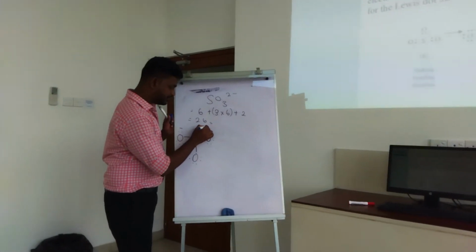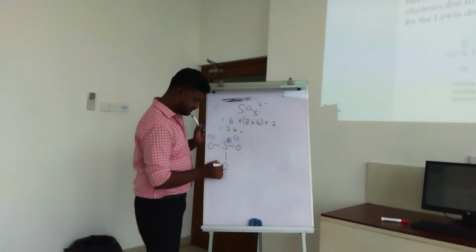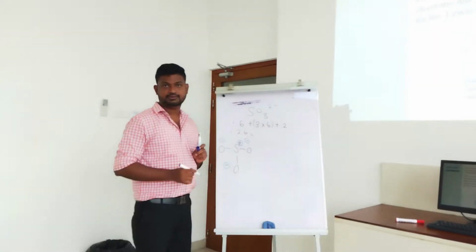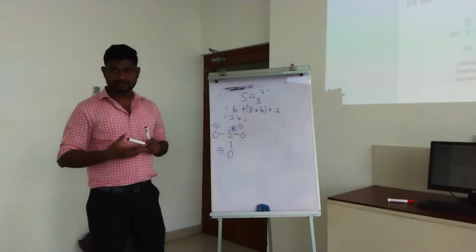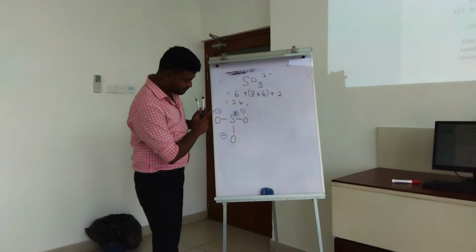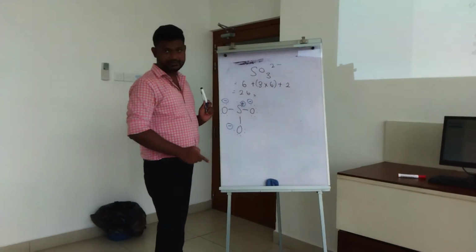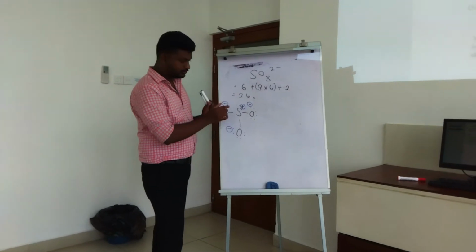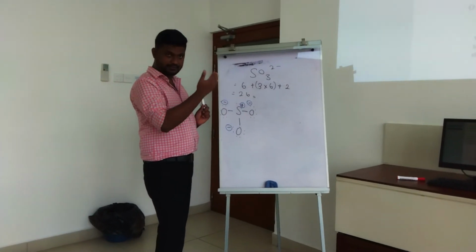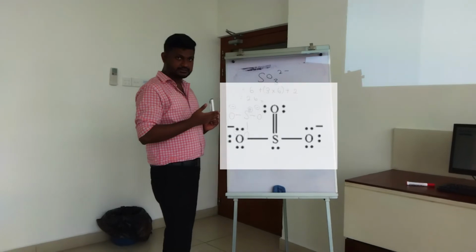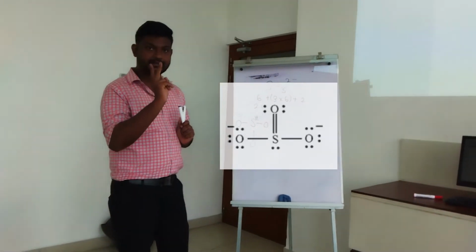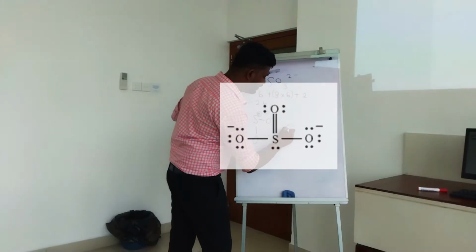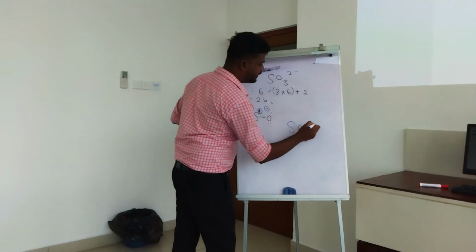Now what is the formal charge then? See, 1 minus, 1 minus, 1 minus, 1 plus. 3 minuses are there, so 1 plus is there. 1 plus and 1 minus can cancel the charge, so the remaining is 2 minus. That is why we put SO3 2 minus. Got it?